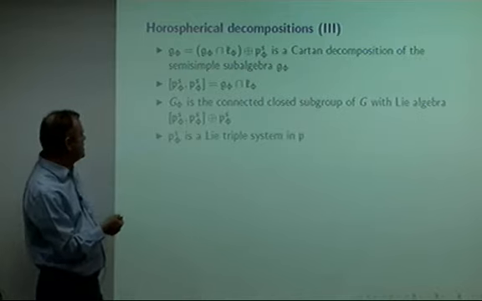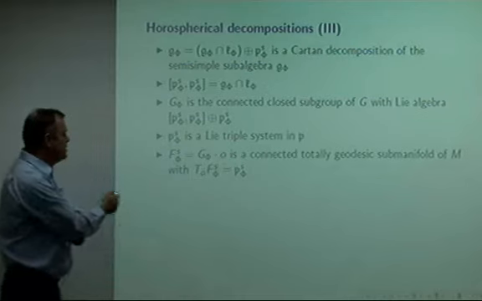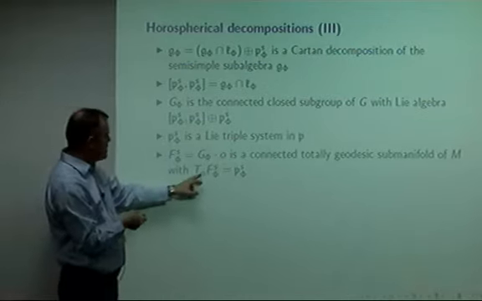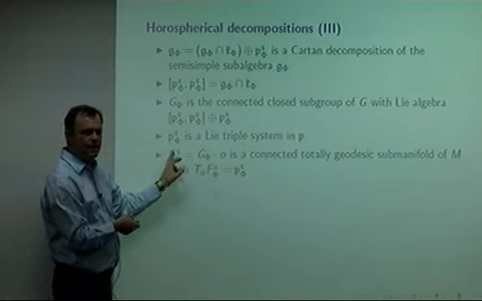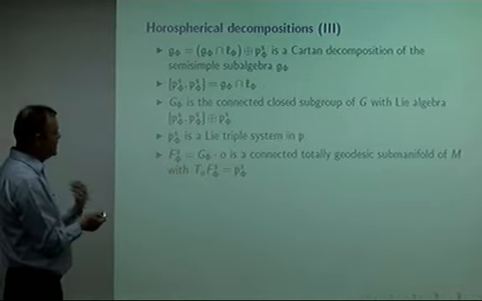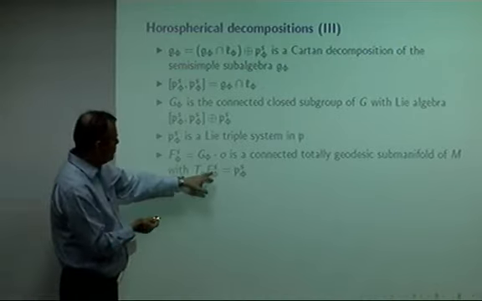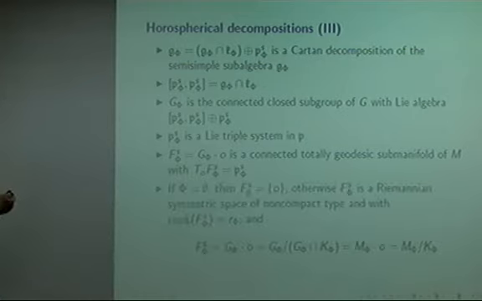So this is a Lie triple system. The orbit is a connected totally geodesic submanifold of M, for which the tangent space at the origin O is the given Lie triple system. So each choice phi of subsets of roots determines a Lie triple system, and determines a totally geodesic submanifold.